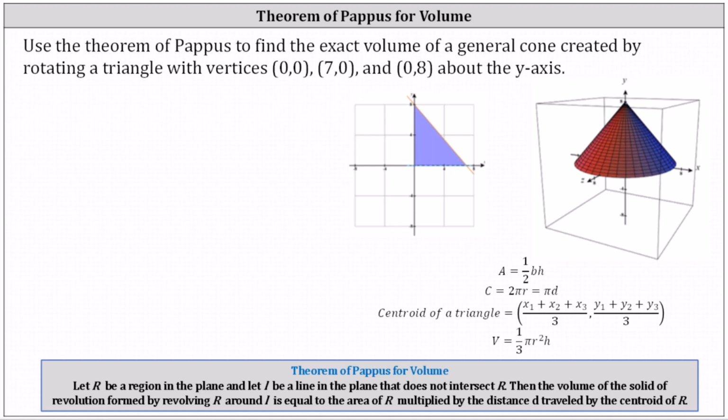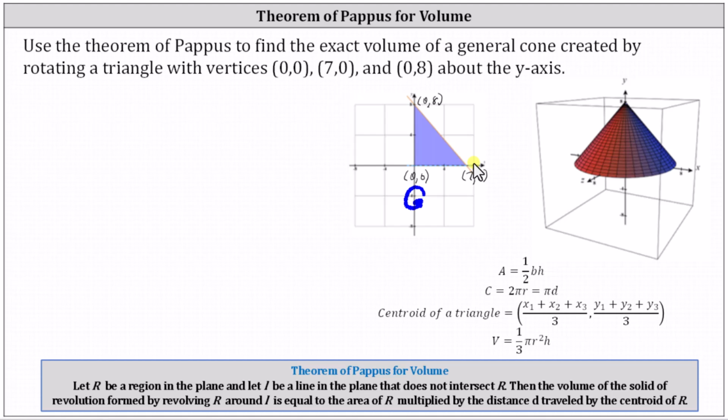Use the theorem of Pappus to find the exact volume of a general cone created by rotating a triangle with vertices (0, 0), (7, 0), and (0, 8) about the y-axis. I've already plotted the triangle shown here on the coordinate plane. One vertex is (0, 0), we have a vertex at (7, 0), and a vertex at (0, 8). Notice if we rotate this region about the y-axis, we get the solid or cone shown here on the right.